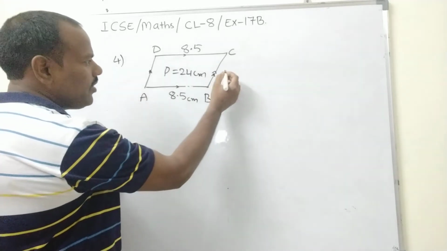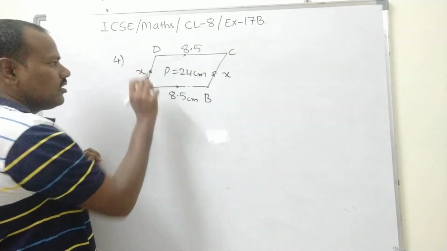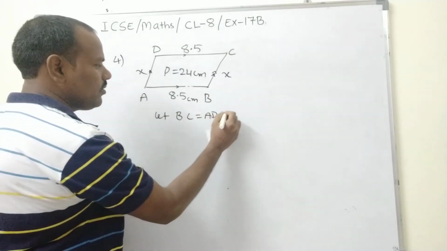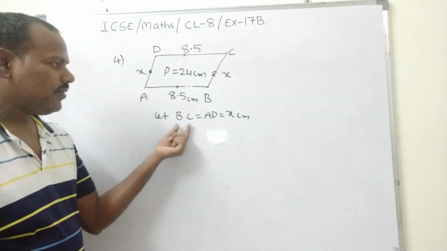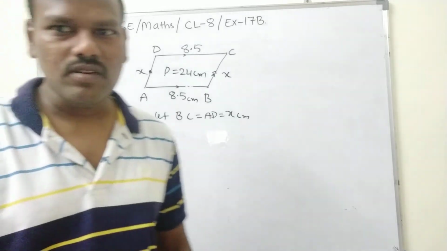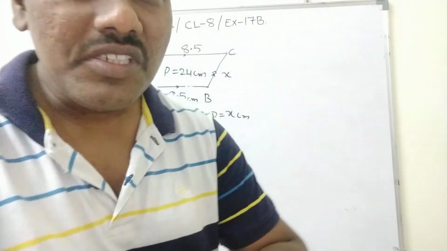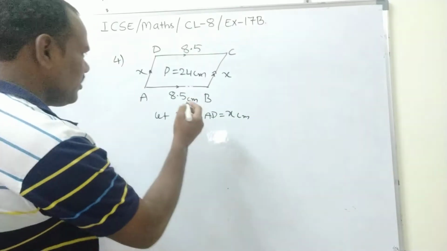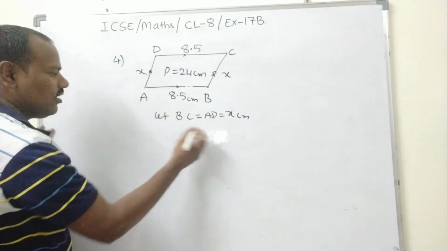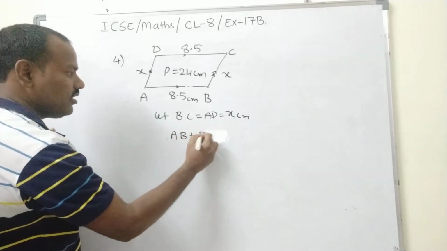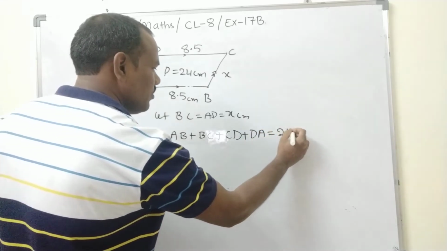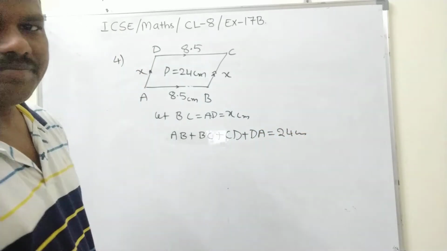And the remaining two sides, let it be x. So let BC is equal to AD is equal to x centimeters. What does it mean? BC value x centimeters, AD value also x centimeters, because in a parallelogram opposite sides are equal. So therefore, write down the full thing: AB plus BC plus CD plus DA equal to 24 centimeters, because perimeter.